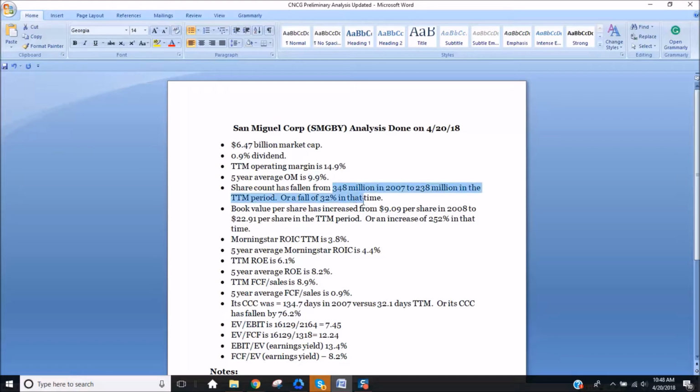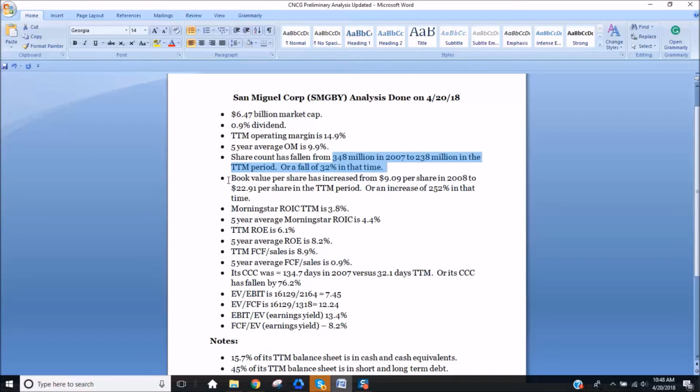This number here, I want to see the company's share count falling almost 100% of the time. The only time this number should be rising is if the company is substantially overvalued. But in this case, it looks like the company is fairly valued or undervalued, so they've bought back about 32% of their shares in the last 10 years, which of course is part of the reason this has increased so dramatically, or 2.5 times in about that same time period, which again is fantastic.